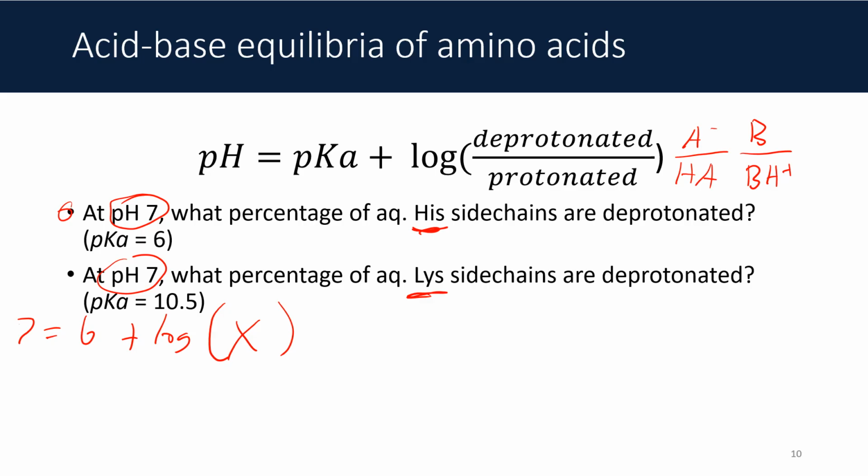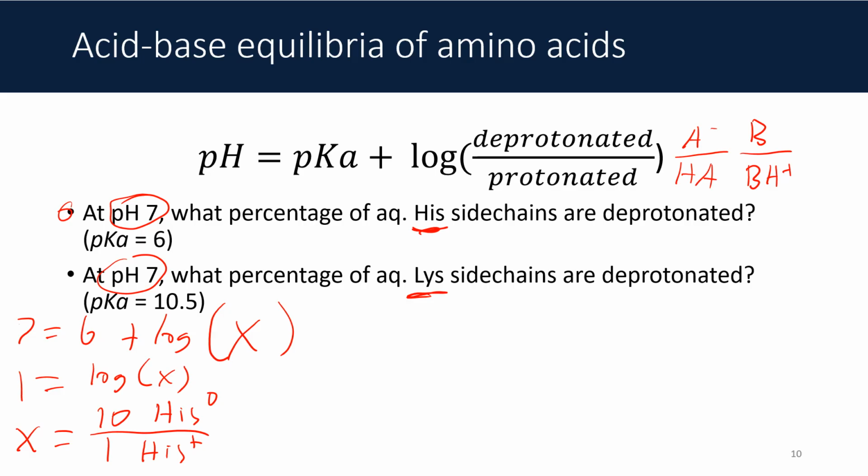Simplest math ever, 7 minus 6 is obviously 1. Log of x equals 1 must mean that x equals 10. Not just 10, it means 10 equivalents of deprotonated histidine, neutral histidine, will exist in solution alongside 1 equivalent of protonated, positively charged histidine that has undergone the acid-base reaction, a 10-to-1 ratio.